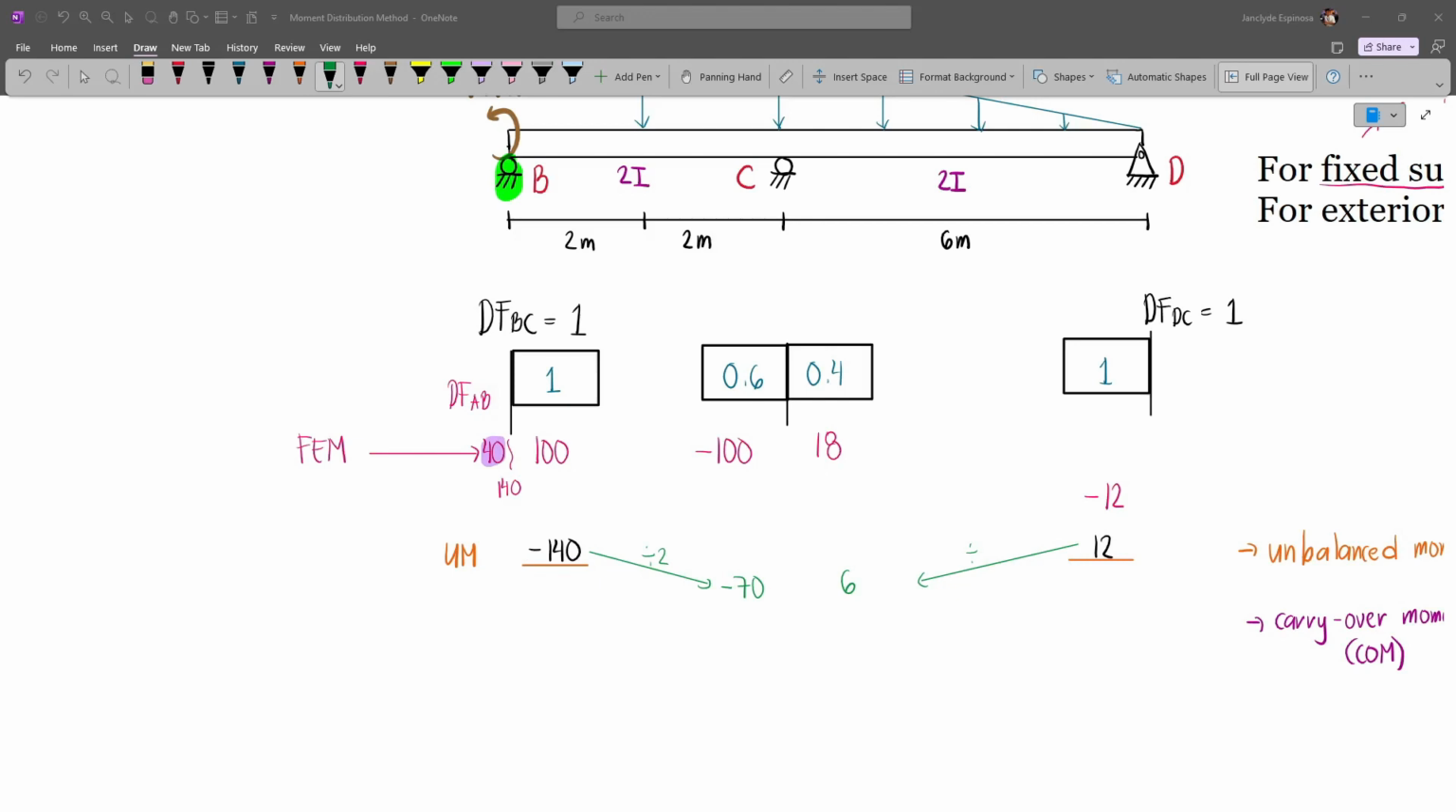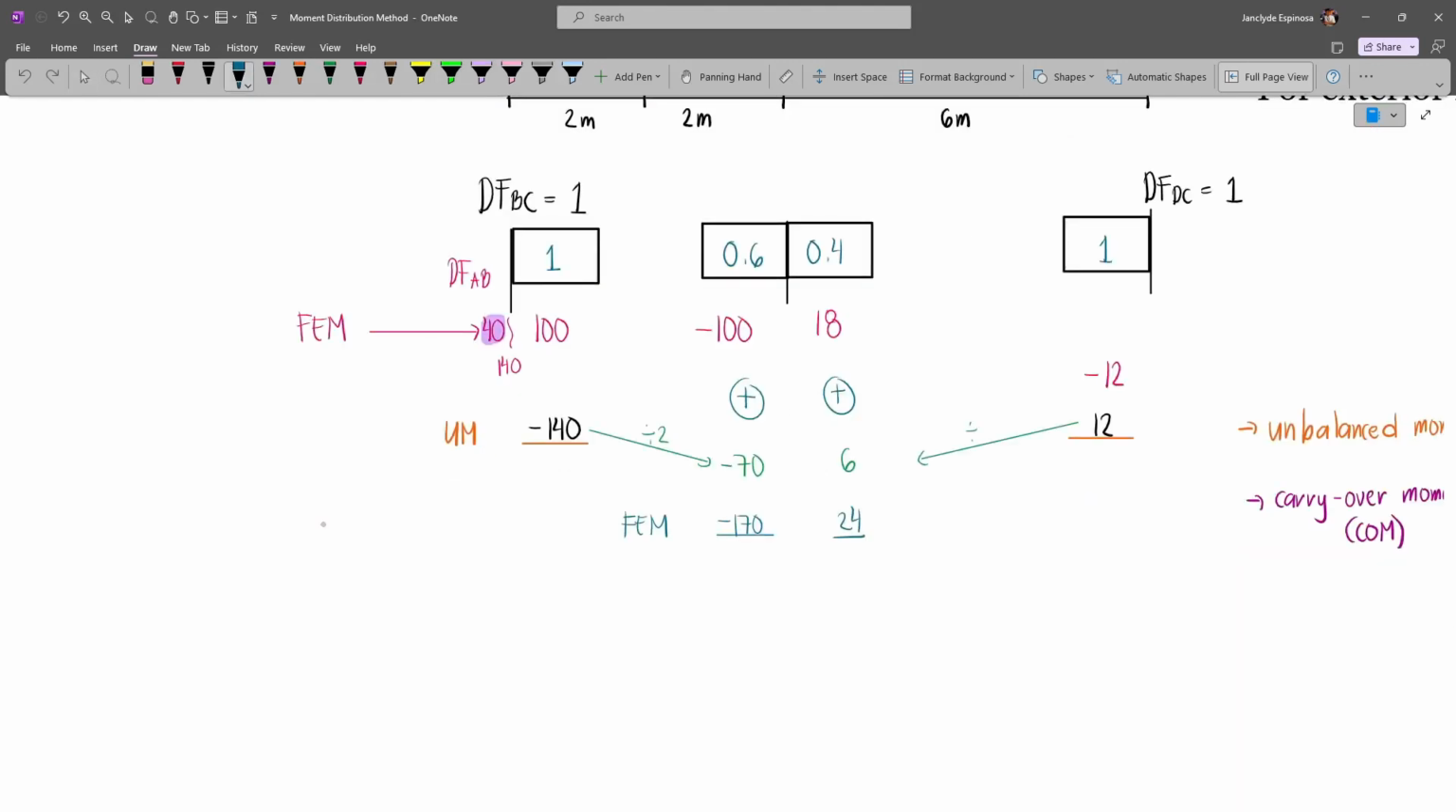And so our next step will be to add both of these. And so we'll be able to get another value. So this will be minus 100 minus 70, that'll be minus 170. And then 18 plus 6, that'll give us 24. Now itong values dito, this will be our new FEM. This is what will happen.